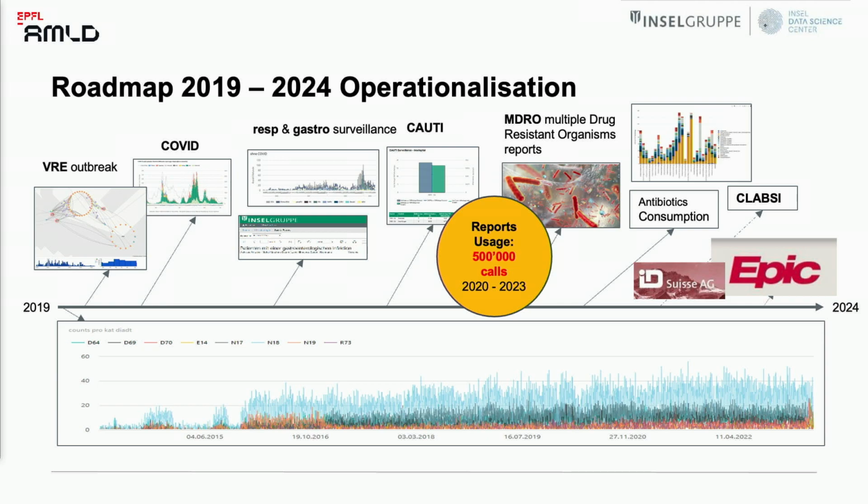Then came COVID, and it was our workhorse during the pandemic, using this data pipeline to retrieve data and to manage the hospital planning. Then a lot of operational dashboards, now AMR, multi-drug resistant organism reports, antibiotic consumption. And now, 3 weeks ago, we went live with the Epic system, and our system is running, so we are really happy to have our data-driven approach with a new source.